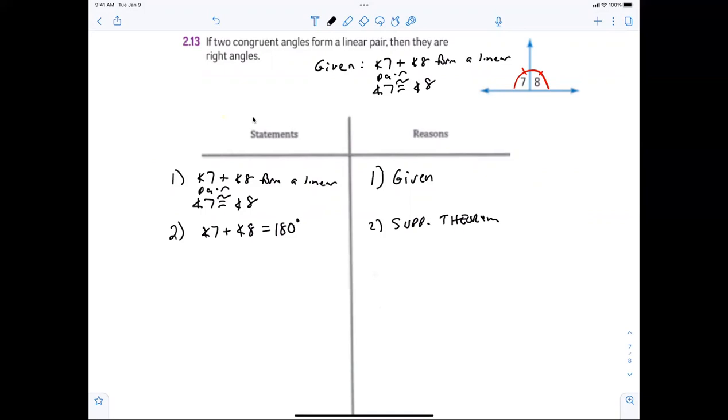All right, come on, someone else. Someone who hasn't said anything. Let's go. Step up to the plate here. Angle 7 plus angle 8 equals 180. What's the next one? Come on, someone else. Tell me.